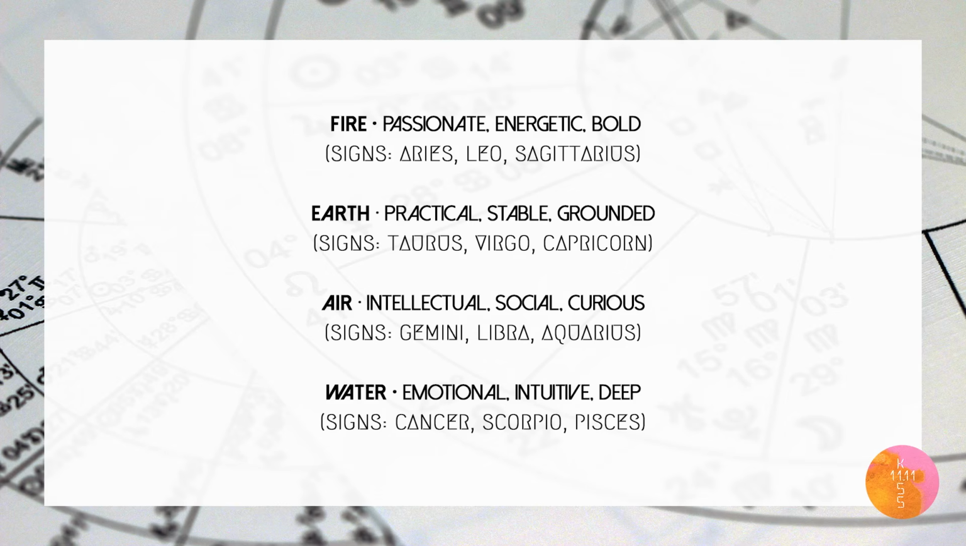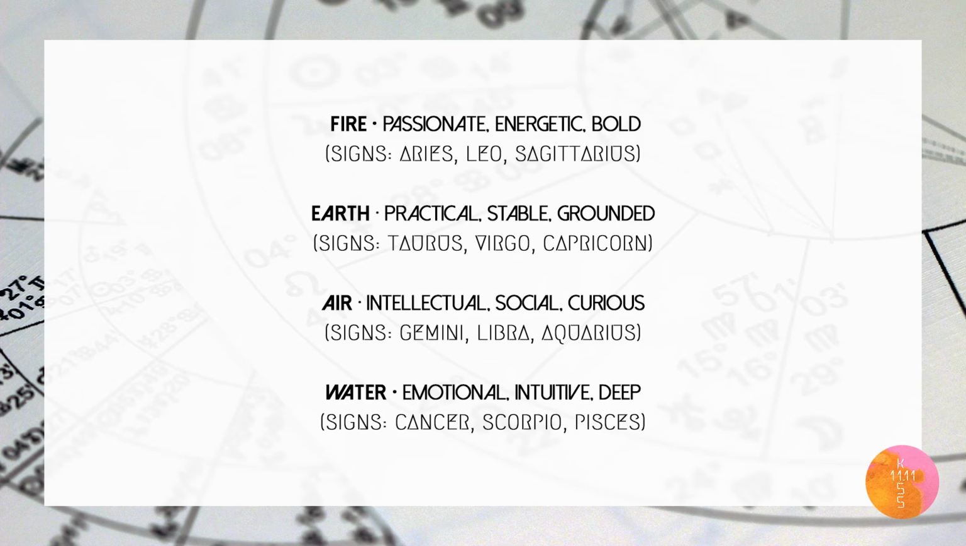Earth signs are Taurus, Virgo, and Capricorn. Grounded and practical, they are the dependable builders of the zodiac. Earth signs bring structure, stability, and a deep connection to the physical world. The air signs are Gemini, Libra, and Aquarius. These are the thinkers, communicators, and visionaries of the zodiac. They bring clarity, curiosity, and fresh perspectives to every situation.